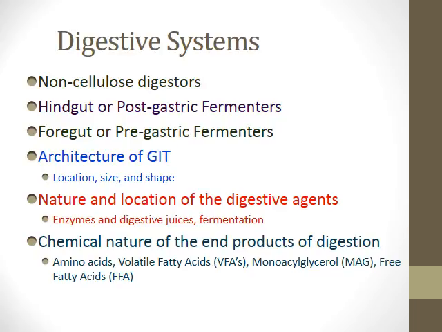Then really focus on the nature and location of the digestive agents. I sum it up for you in tables, so I really want you to focus on that. Are there enzymes involved? Are there digestive juices? Is there fermentation? Lastly, know the chemical nature of the end products of digestion. Are they amino acids, volatile fatty acids, monoacylglycerol, free fatty acids? And once again, I try to sum this up in a table after I highlight the different type of herbivore.